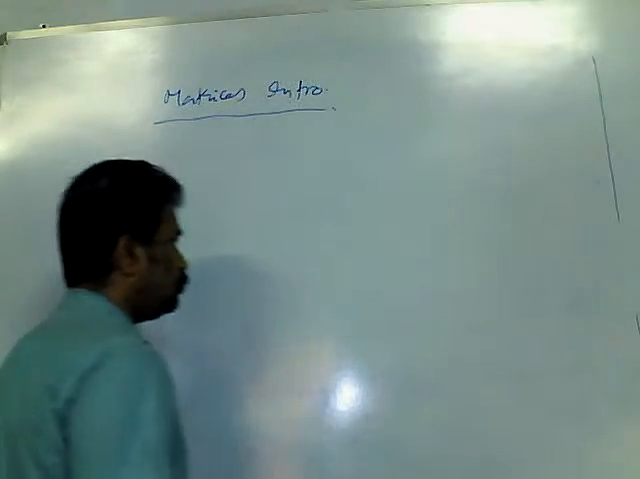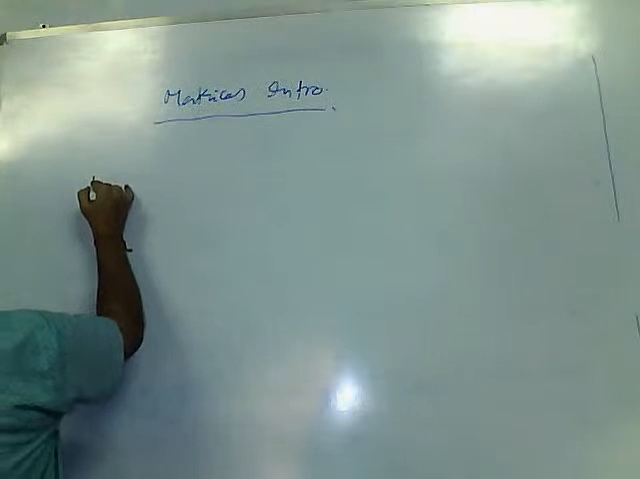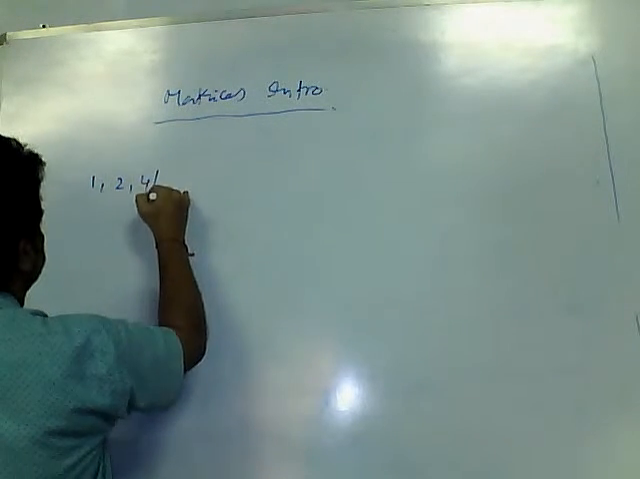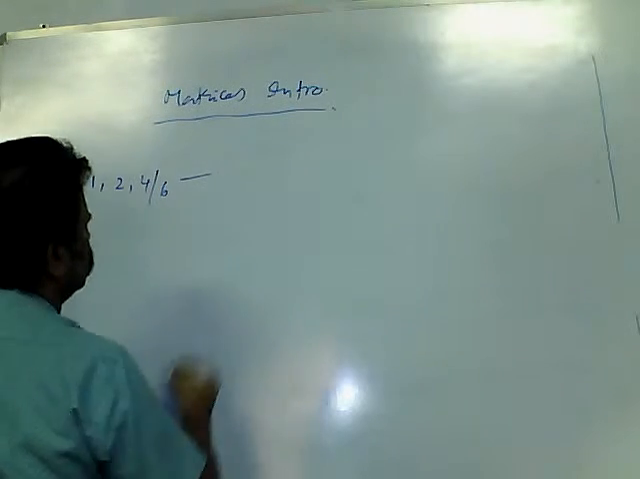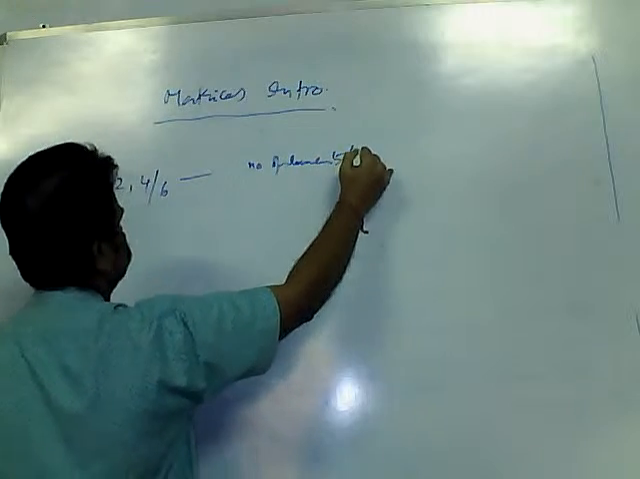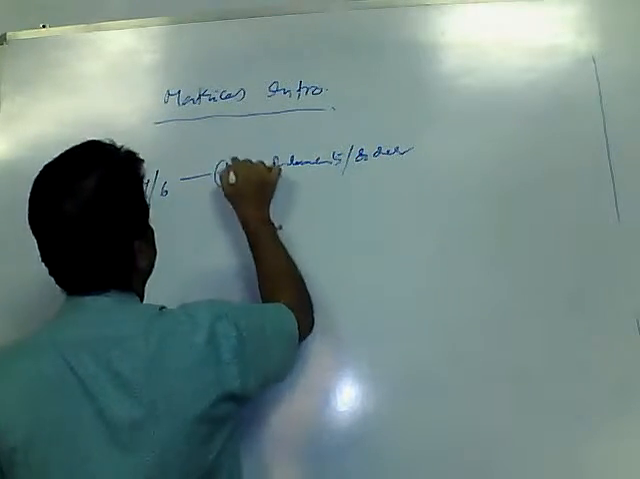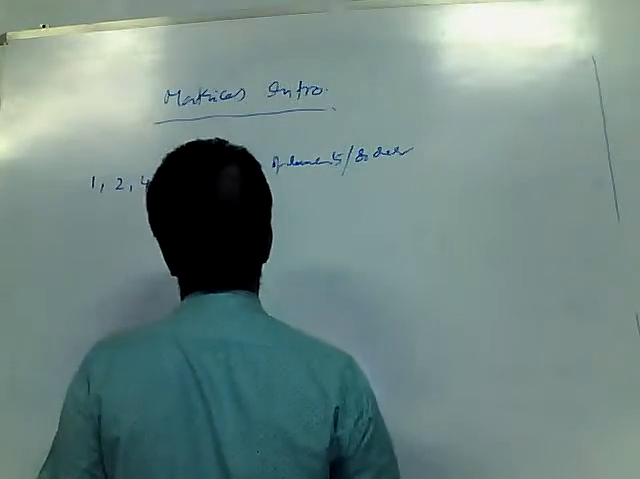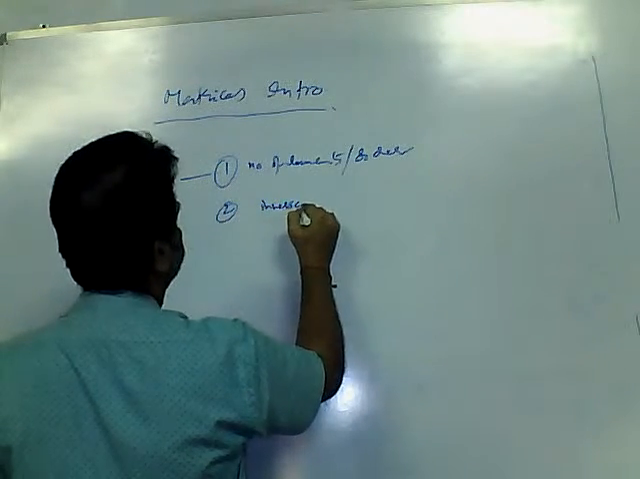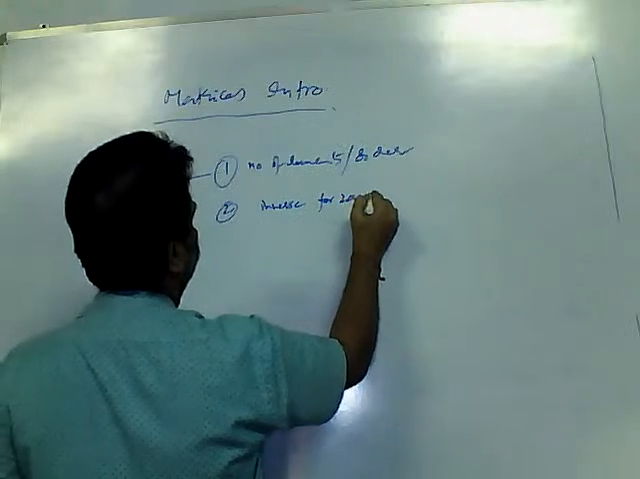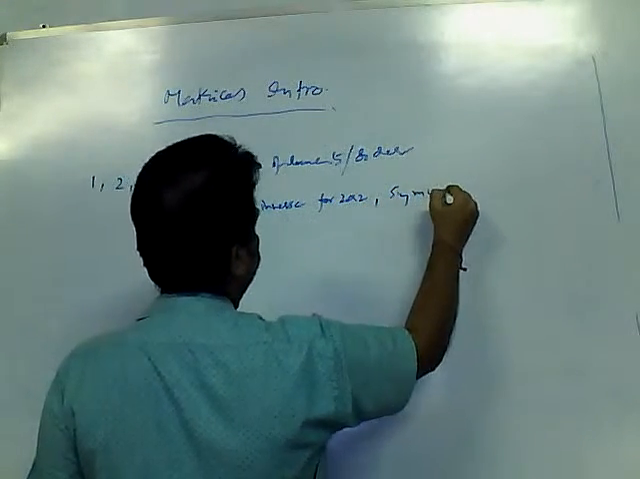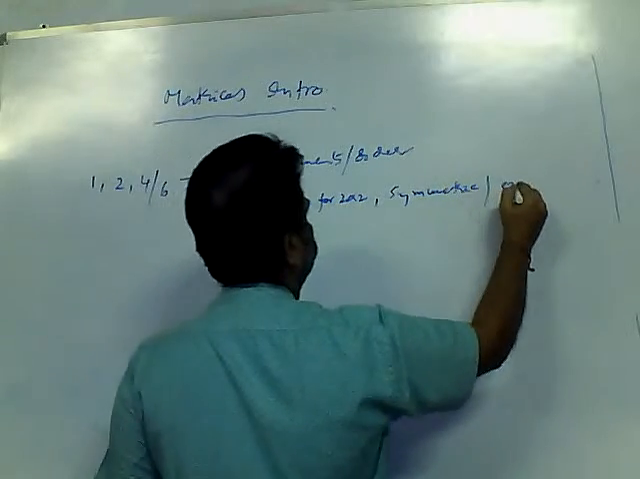This topic, matrices, has 1 mark, 2 marks, and 4 marks types, or sometimes it can be 6 marks also. Right? Here, the number of elements and the order can be a 1 mark question. And 2 marks can be finding the inverse, right, for 2 by 2, and also symmetric, skew symmetric. I am discussing the models, right?